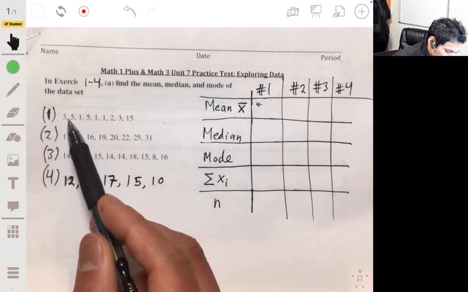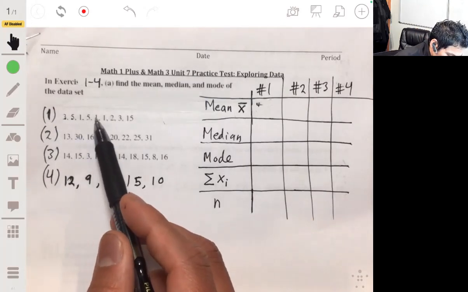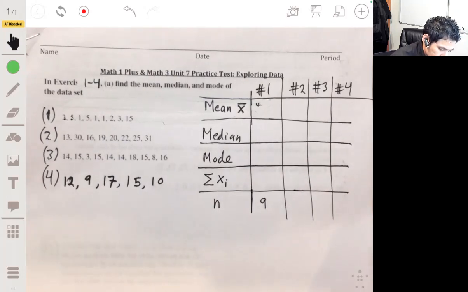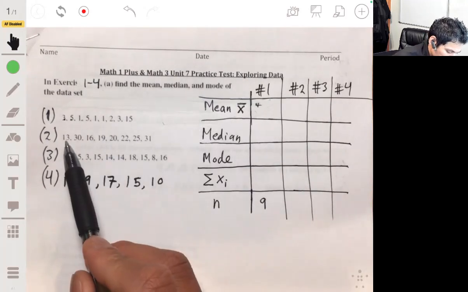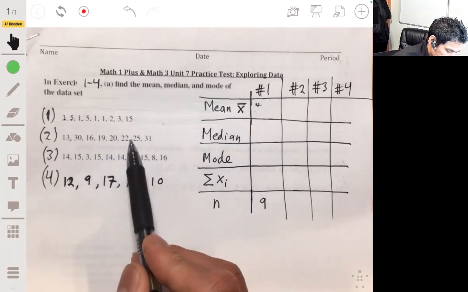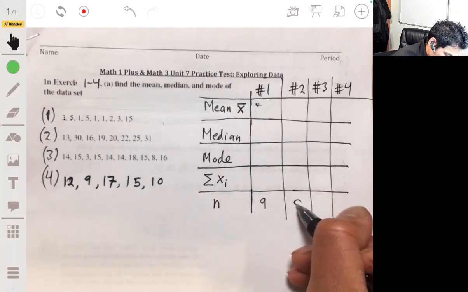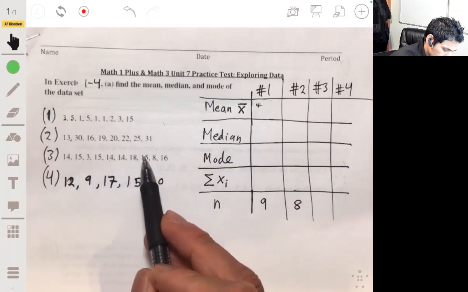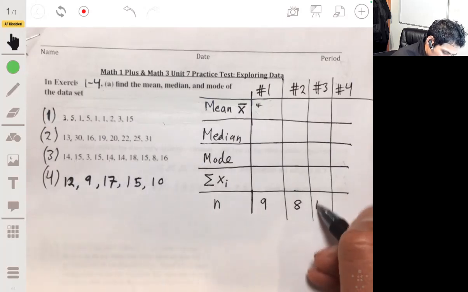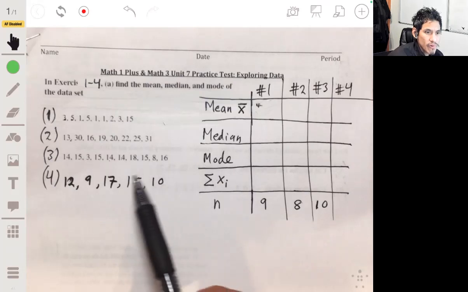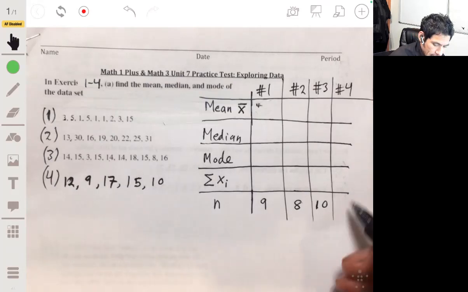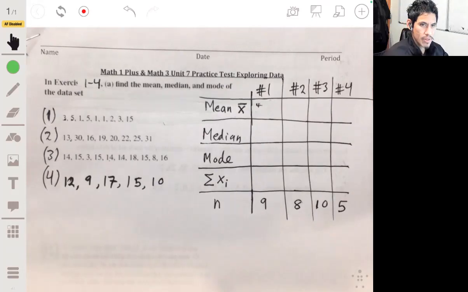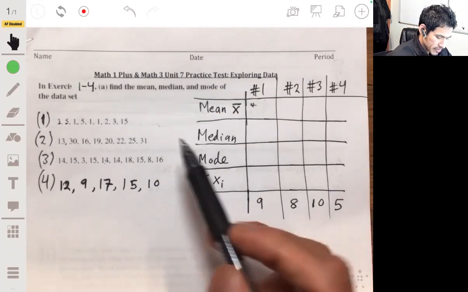For problem 1, we have 1, 2, 3, 4, 5, 6, 7, 8, 9, so 9 values. Problem 2, we have 1, 2, 3, 4, 5, 6, 7, 8 values. Problem 3, we got 1, 2, 3, 4, 5, 6, 7, 8, 9, 10. In problem 4, we got 5 values. So that n is just the number of individuals or values in the data set. Okay, now let's sum up each of these.